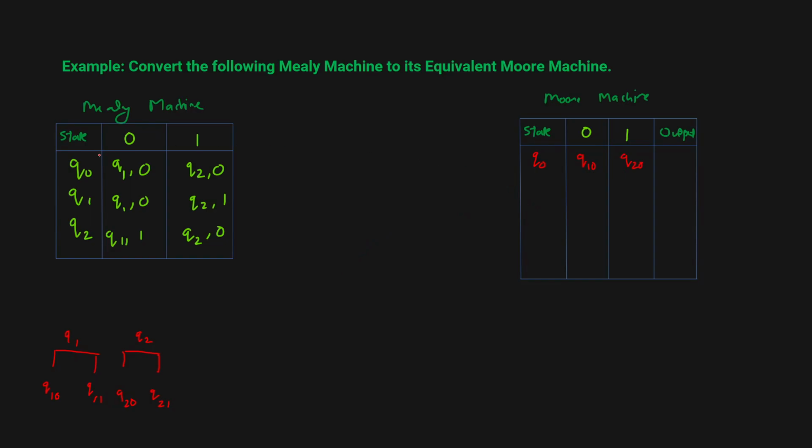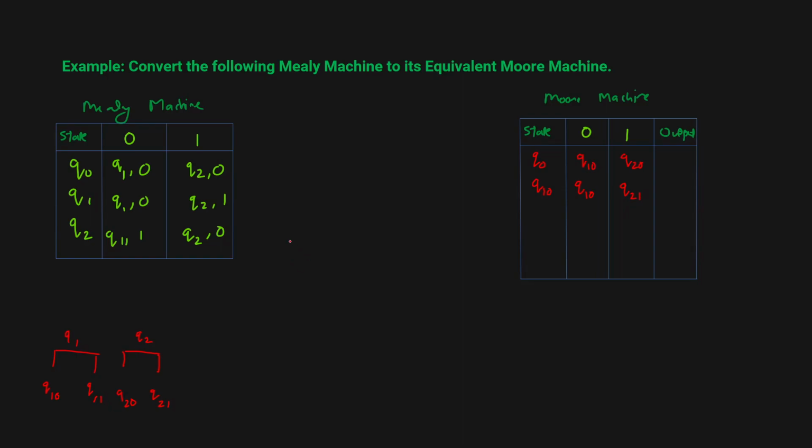Once we are done with Q0, we now go for the Q1 state, but there are two Q1s, Q10 and Q11. So let's start with Q10. In Q10, if you get input 0, you go to Q1 itself where the output is 0, so Q10. And if you get input 1, you go to Q2 with output 1. Which is the Q2 with output 1? It is Q21. So let's write Q21 over here.